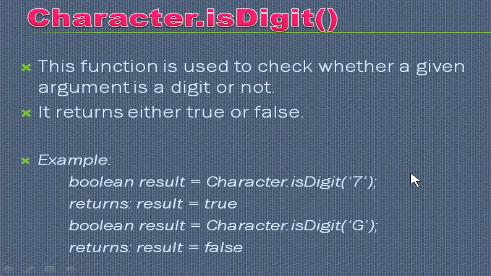The next function you are going to see is isDigit. This function is used to check whether the given argument is a digit or not. Like the previous one, which checks whether it is an alphabet, here it checks whether it is a number. It also returns true or false as the result. You can see an example: boolean result equals Character.isDigit within single quotes. You have to give a number. If it is a number, it returns true. If it is an alphabet, then it returns false as a result.